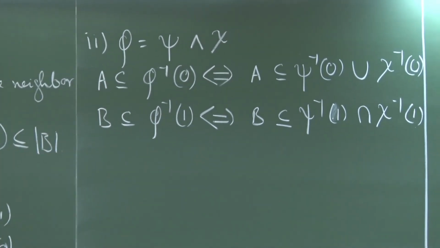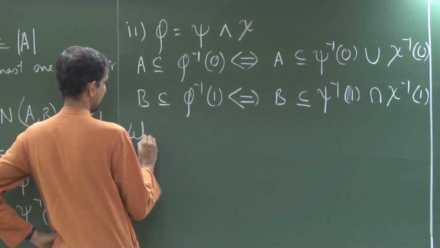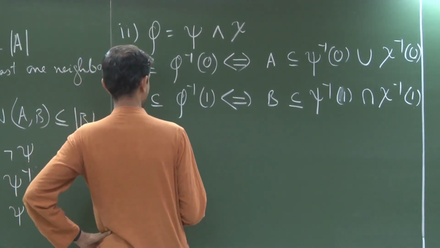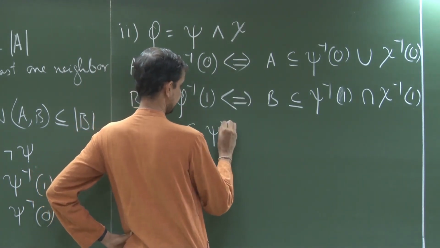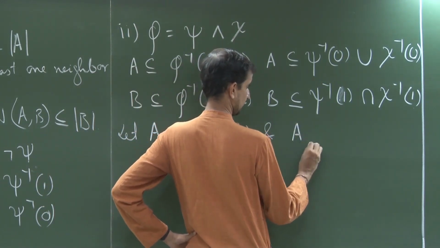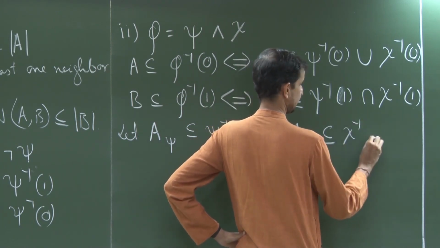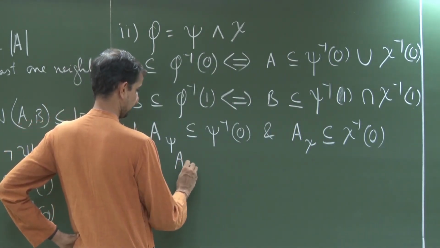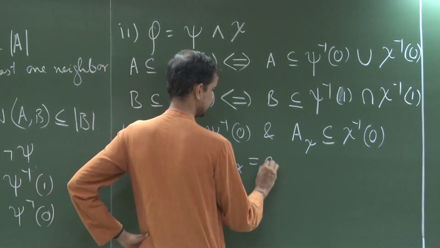Now let us just establish some notation before we proceed. So, what notation do I have? Let A of psi be a subset of psi inverse 0 and A of chi be a subset of chi inverse 0 such that A psi intersection with A chi is disjoint, okay.